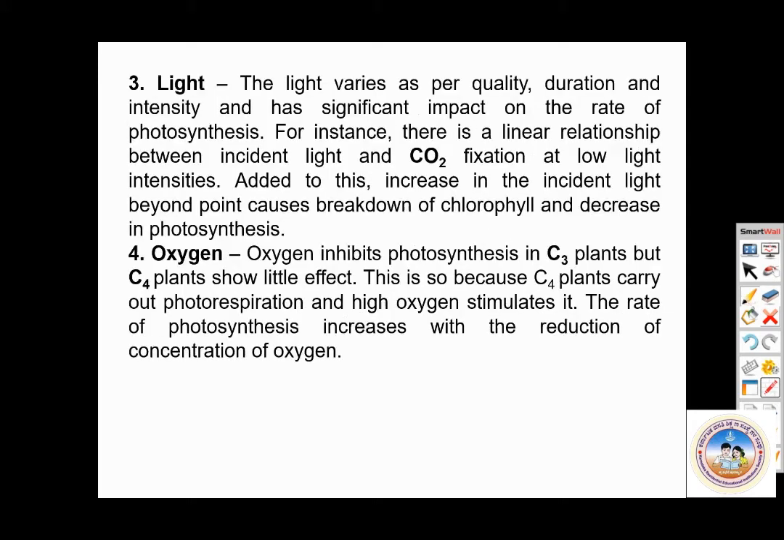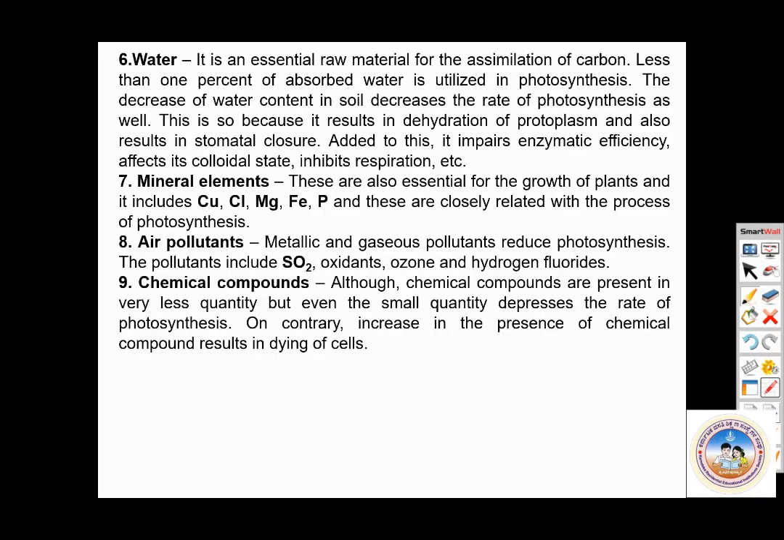Okay, the next one is light. Light increases, photosynthesis increases. Oxygen inhibits photosynthesis in C3 plants, but in C4 it shows little effect. If water increases, photosynthesis increases. Mineral elements too: the good elements we require are copper, chlorine, magnesium, iron and phosphorus. Air pollutants will reduce photosynthesis. Chemical compounds will also matter; usually they decrease photosynthesis.